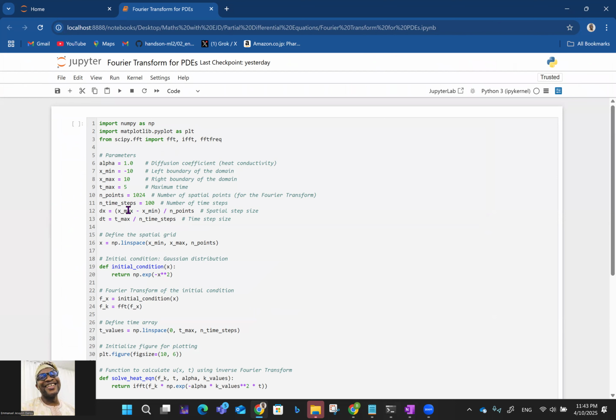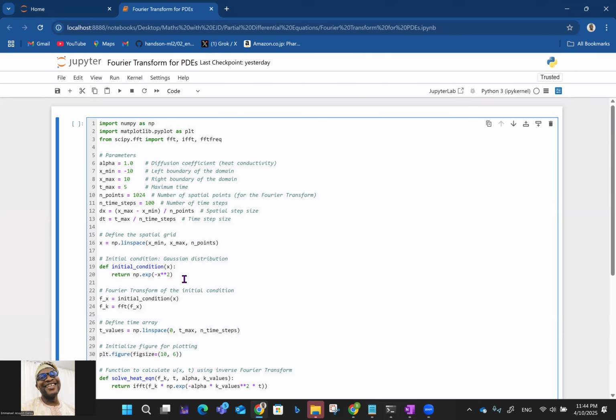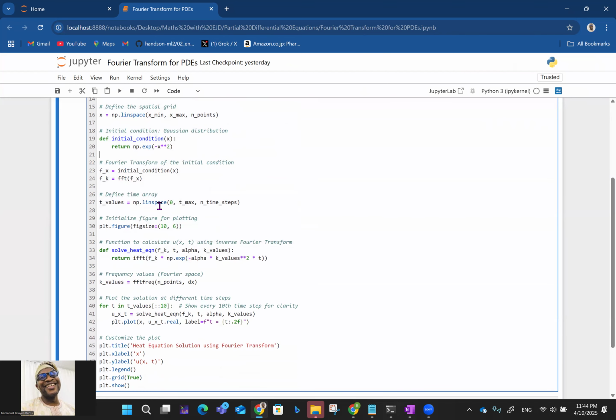Then we have dx, that's maximum x minus minimum x divided by the number of points. That's the spatial step size. And dt, that's maximum time divided by the number of time steps. And then you have the spatial grid defined here. Then the initial condition, which is minus x squared, like we have there.